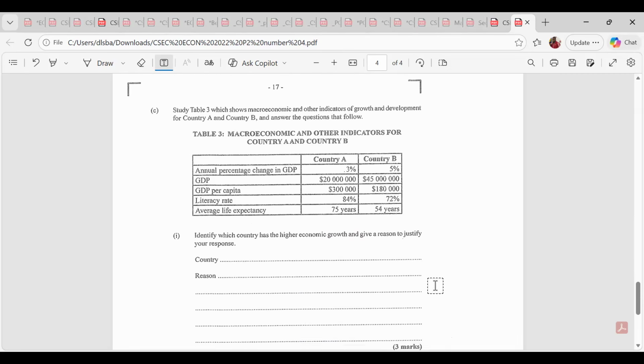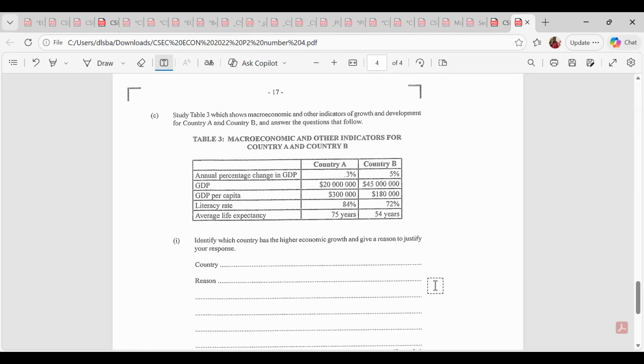Okay then, sir. So let's see. Country A, annual percentage change in GDP was 3%. Country B was 5%. So country B's GDP increased a little more in terms of percentage. Country B has the higher GDP than country A. Country A has the higher GDP per capita, the higher literacy rate, and the higher average life expectancy.